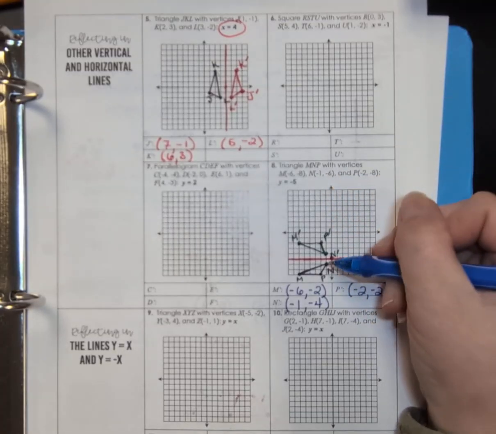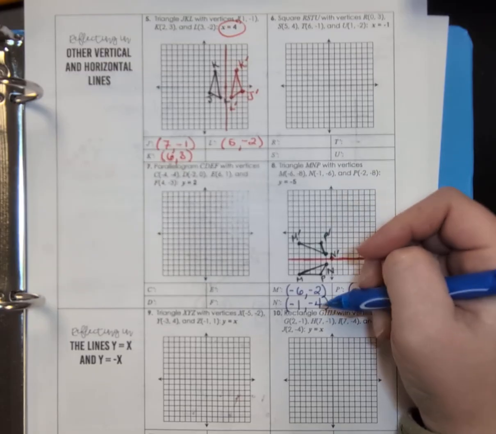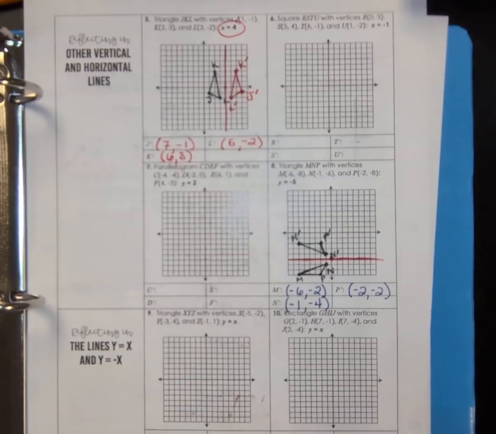N is the only oddball. That one's only a 2 difference. So -6 plus 2 is -4. So they don't all follow the same rule, but you can still use that logic to help you.